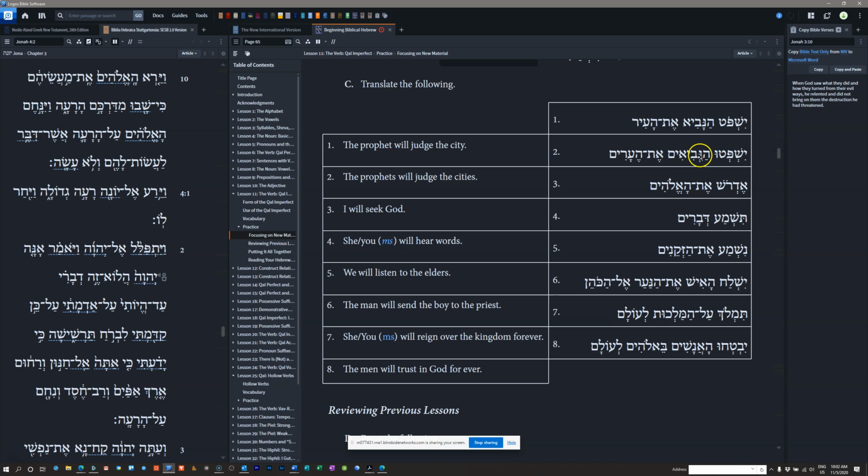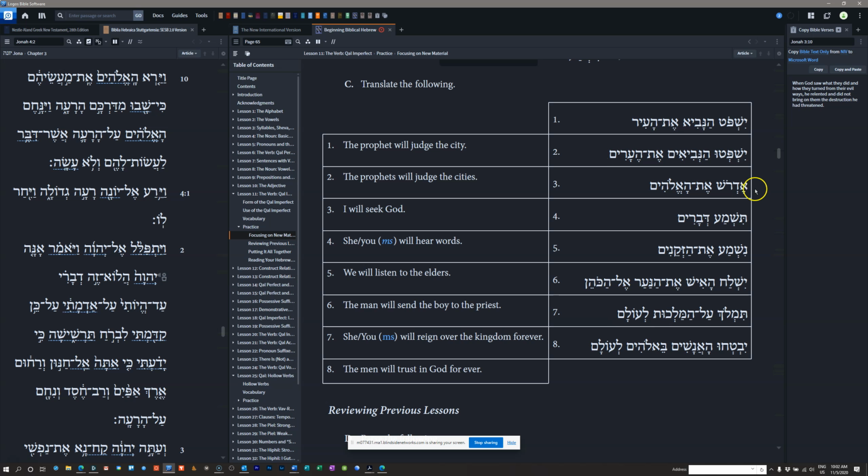Who will judge? Ha-neviim. The prophets will judge. The masculine plural subject matches the masculine plural verb. So we have a good subject-verb agreement here. The prophets will judge. The prophets will judge what? Et ha'arim. The prophets will judge the cities.